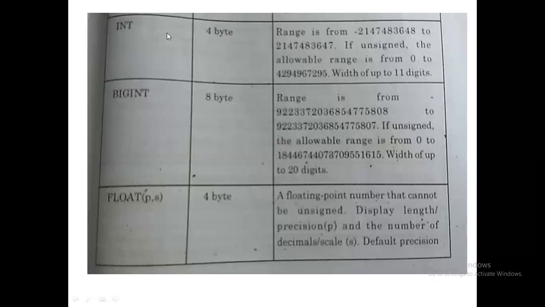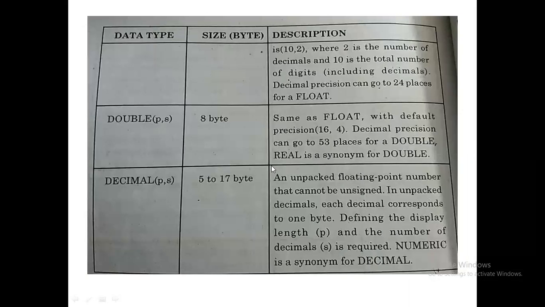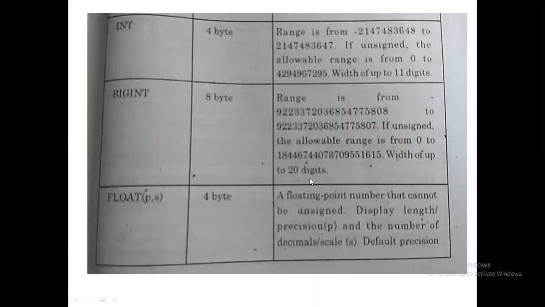Next is int. The size is 4 bytes and it can be taken up to 11 digits. Then big int, size is 8 bytes. The range is this one, and if unsigned, the allowable range is from 0 to this range and width up to 20 digits. So big int, you can enter up to 20 digits.